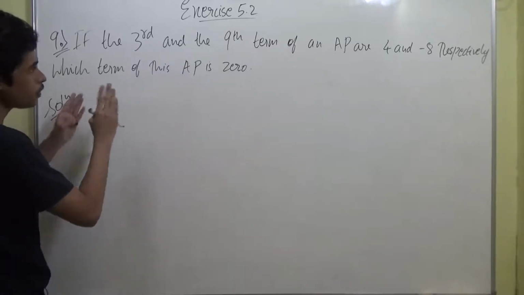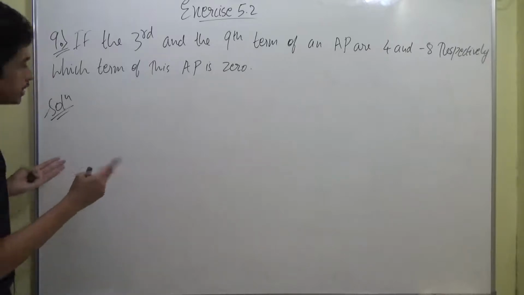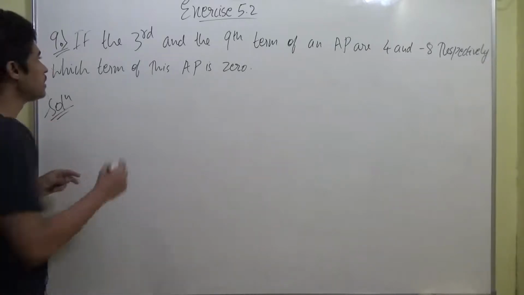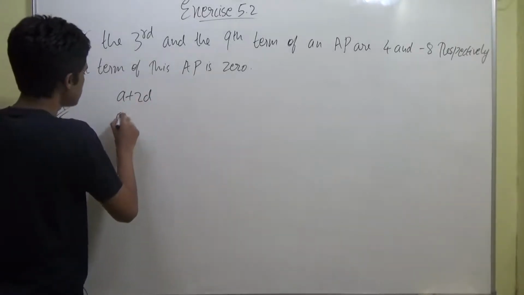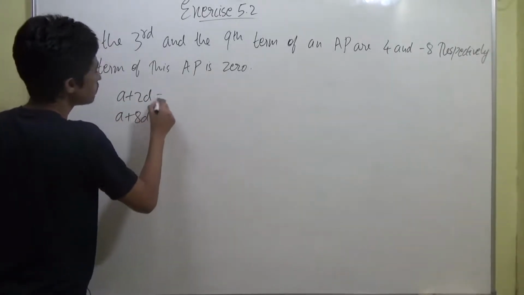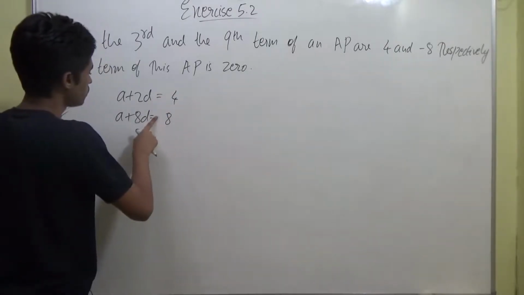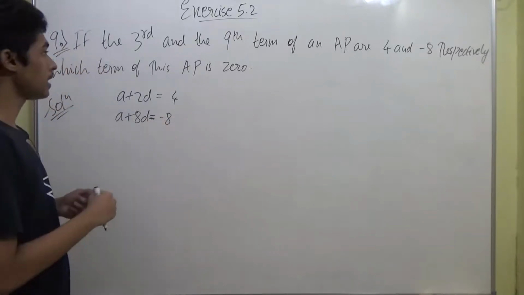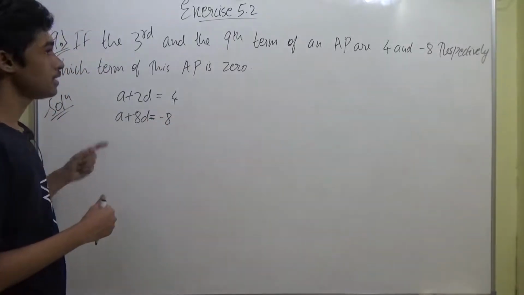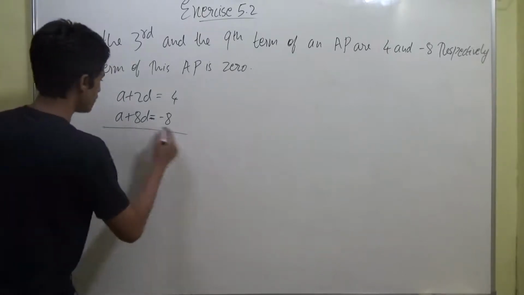First, let's write what is given. They are given that the third term and the ninth term of an AP are so and so. First, let's write it mathematically. Third term is a plus 2d and the ninth term is a plus 8d. They said it's equal to 4 and minus 8 respectively. Right. Now we have to find the value of a and d, and then we'll be able to analyze whether there is any term in this AP which is 0. So we'll do the elimination method, guys.